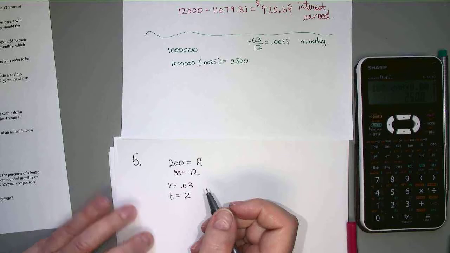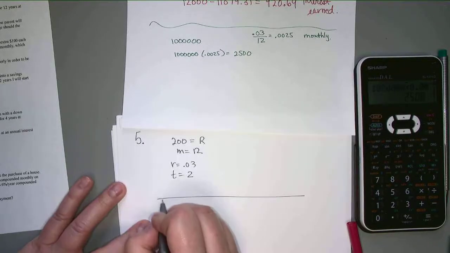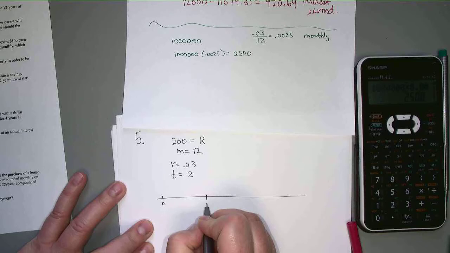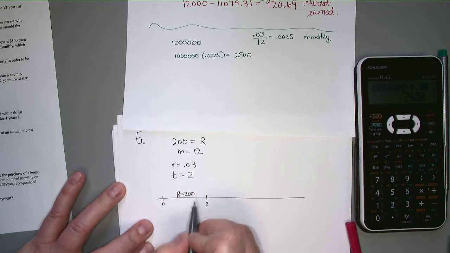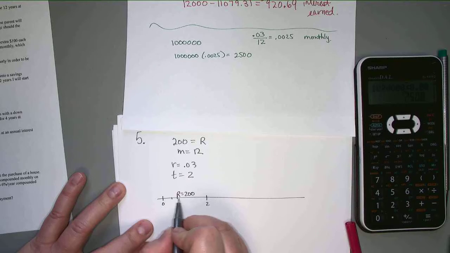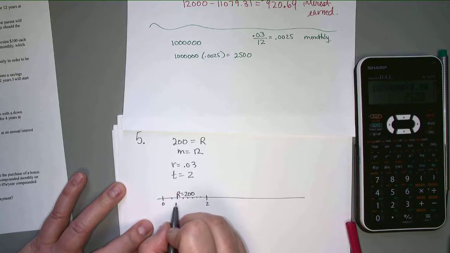After the 2 years, okay, so let's draw a number line. So here's time 0 and time 2. And here we're putting in $200. That's a whole bunch of times, okay? 2 years times 12, actually. 2 times 12, 24 times.